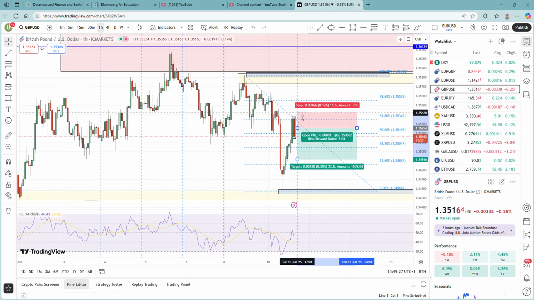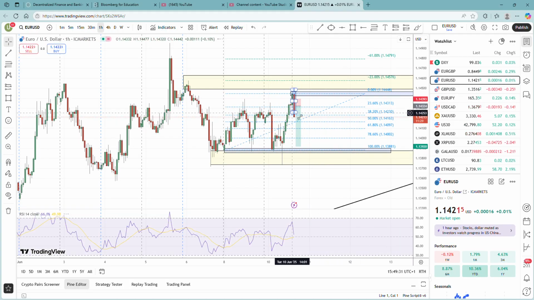the EURUSD, so there's no point entering on GBPUSD. You should only trade one or the other because the price action is the same.